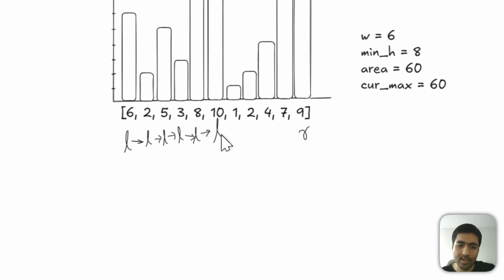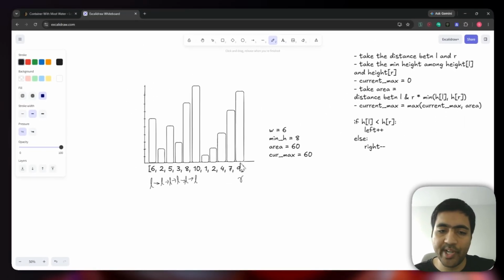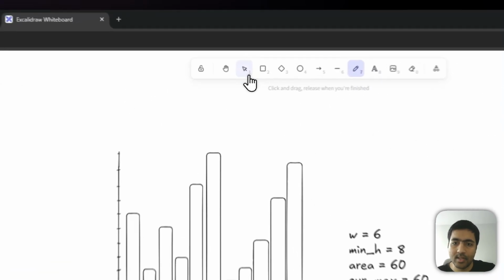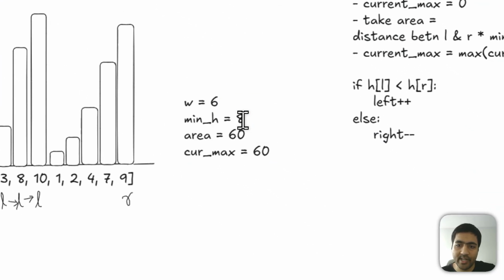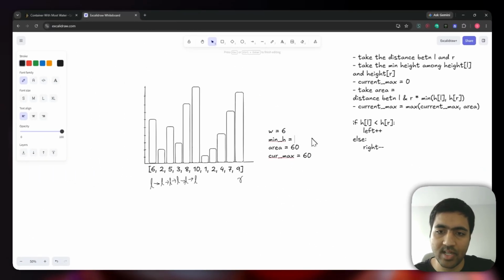Now L is pointing at the value 10. So the min height now becomes 9, because R is less than the value of L, and the width becomes 5. Now we calculate the area and compare with max area. It's 45, so the max area stays 60.